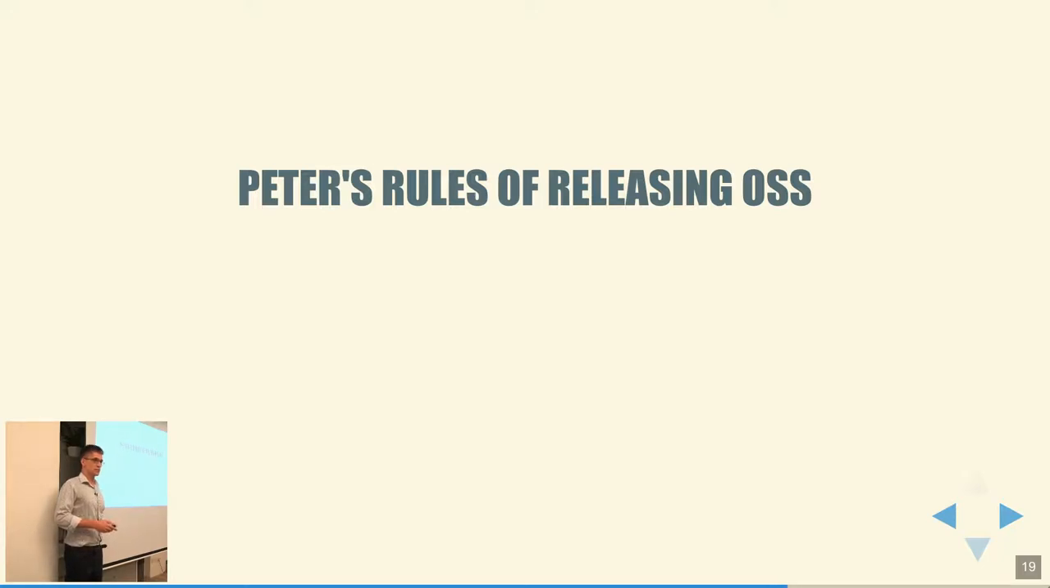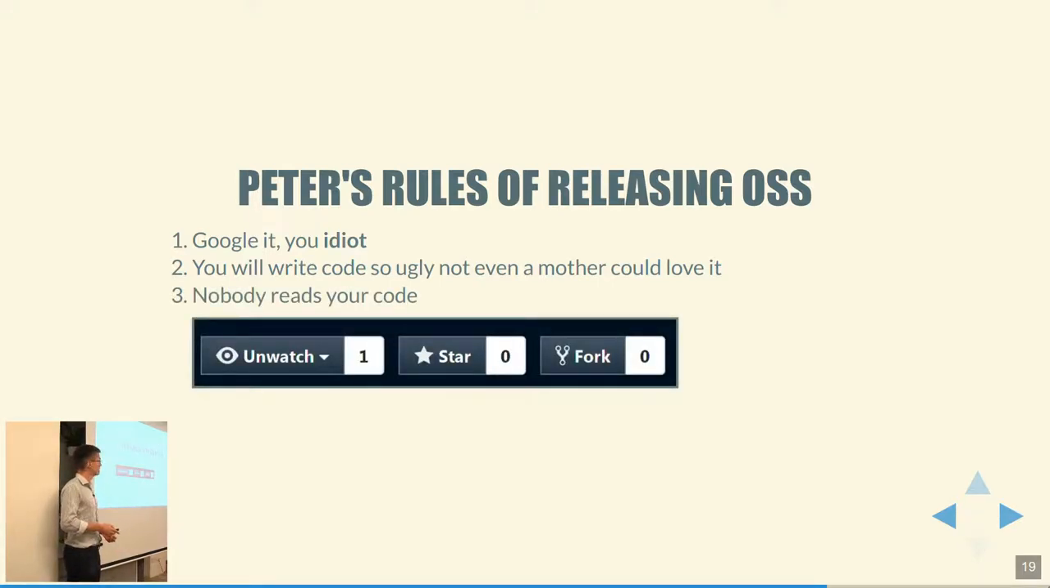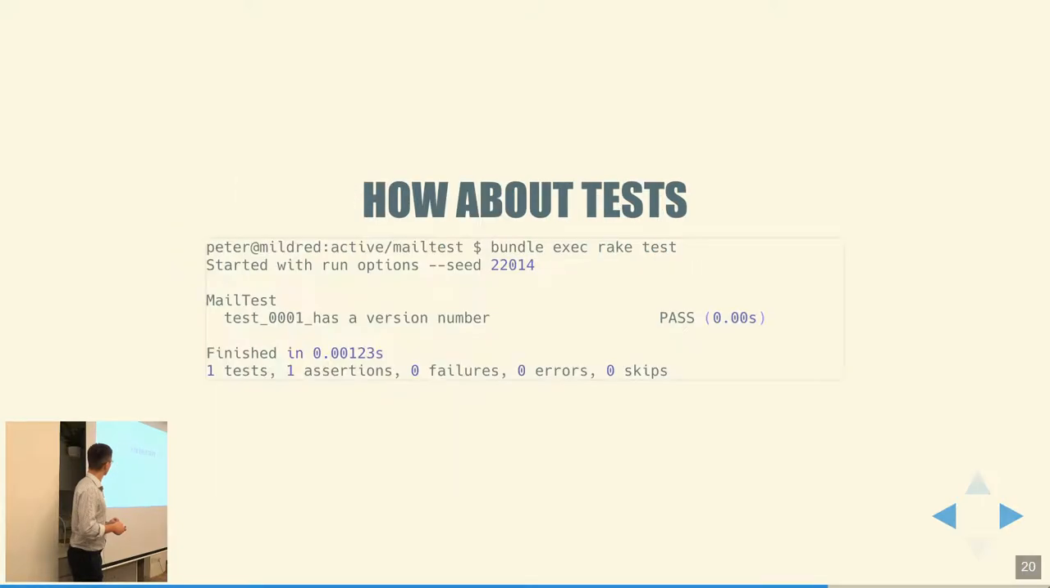That leads me to the next rules of releasing open source software. First of all, same one as before, Google it. You will write code so ugly not even a mother could love it. But you know, it's okay, because in all likelihood, nobody's going to read it. Maybe not your code, but nobody actually reads my code. So that's from the repository. I think there's one more point I want to make.